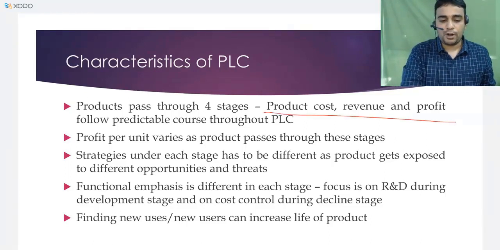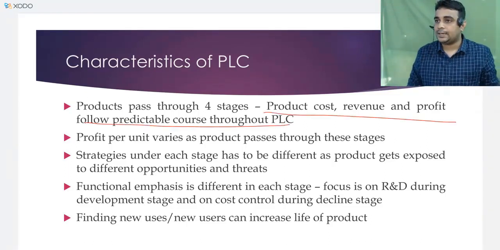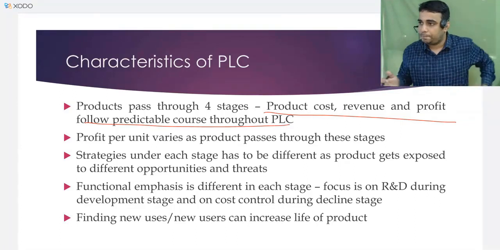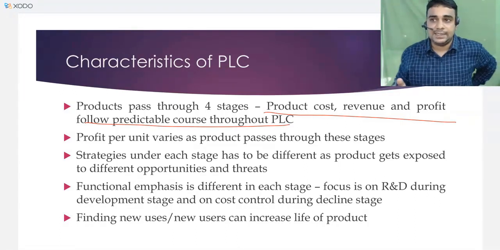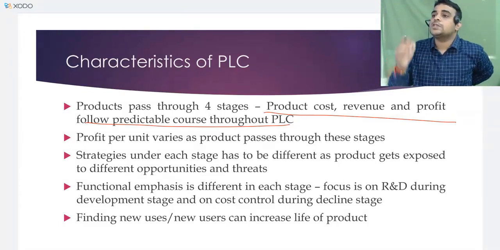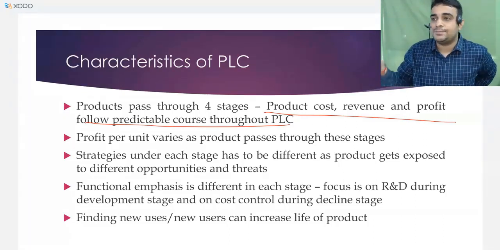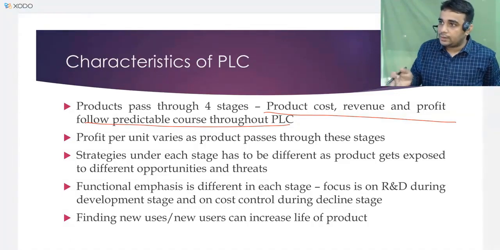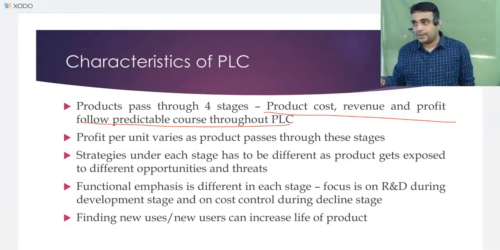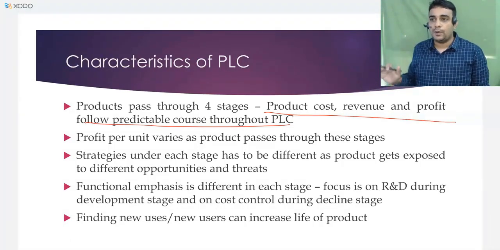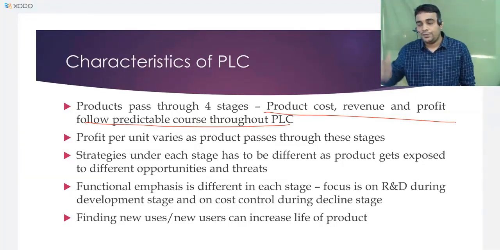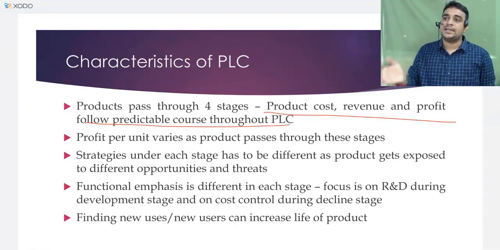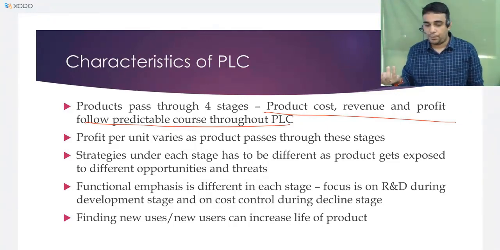Product cost, revenue and profit follow a predictable pattern as you pass through the PLC. This predictable pattern is very critical from a strategy implementation point of view. What works for the introduction phase, if you do it in the decline phase, business will fail. In the introduction phase you do advertising, that's the strategy. If you reach the decline stage and keep doing advertising saying that I want to increase sales, nothing will happen, because there's no point.